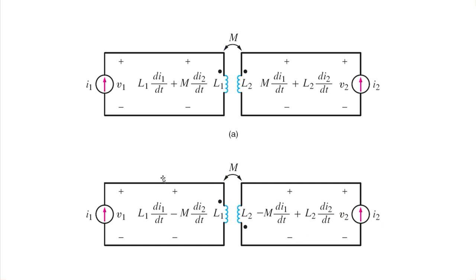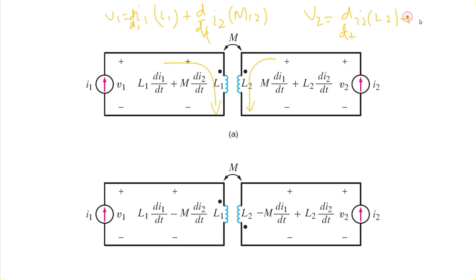So there were two cases. In the first case we had a positive sign. So here if we write the equation, this would be V1 is equal to d by dt of I1 into L1 plus d by dt of I2 into M12, and V2 would be d by dt of I2 into L2 plus d by dt of I1 into M21, 2 due to 1 and 1 due to 2. Okay, so this is positive.